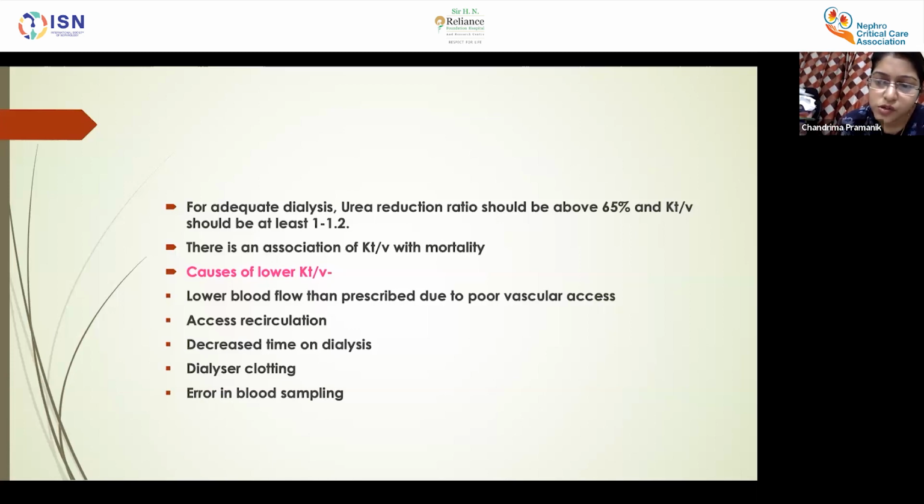Thank you. Okay, Chandrika, very good presentation. Nicely made, ma'am. I have a few questions for you. You said about calculation of URR. So how will you collect the pre-dialysis and post-dialysis blood sample?